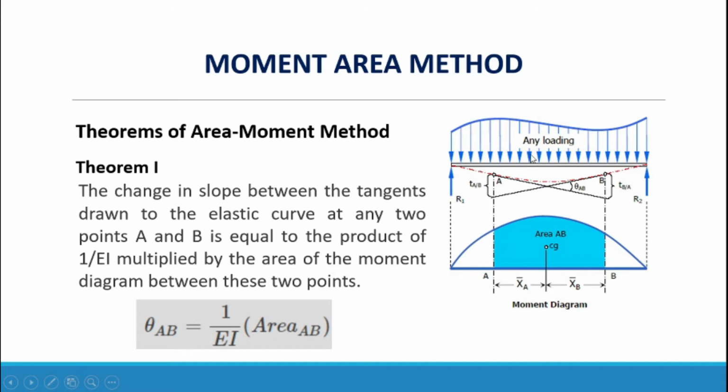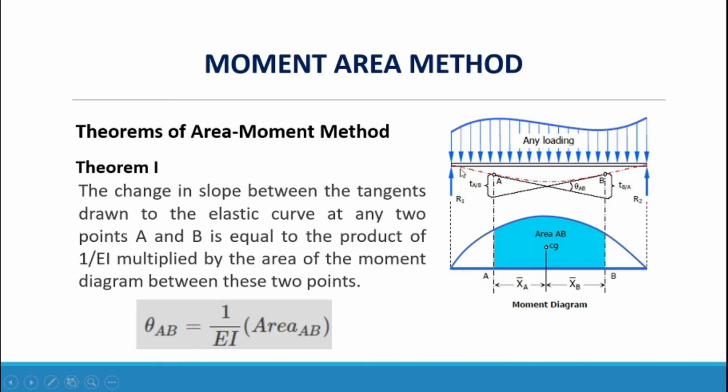So we have the load and the moment diagram. From point A to point B, based on the moment diagram, the solid blue color is the area from point A up to point B. CG is the centroid of this area, and the distance from the centroid to A is designated as X sub A, and the distance from the centroid to point B along the x axis is designated as X sub B.